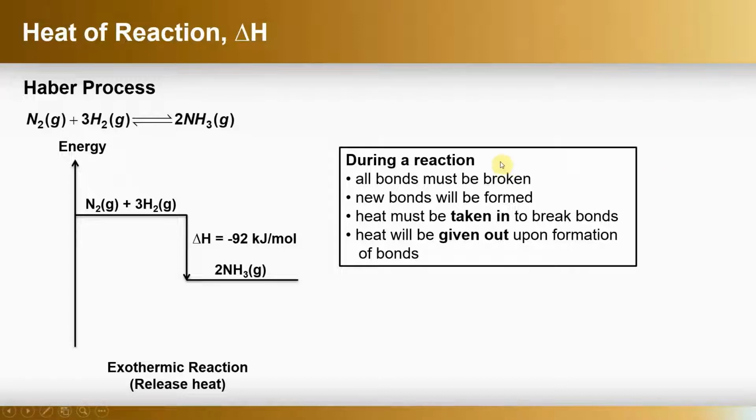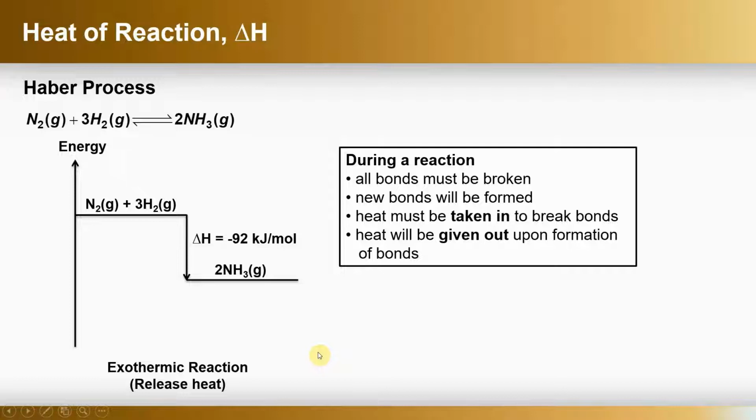During a chemical reaction, all bonds must be broken, and this process requires heat to be absorbed, which is endothermic, and new bonds will be formed. Heat is released, which is exothermic. So it's important to know bond breaking is endothermic, bond forming is exothermic, and the net difference will show us whether it is exothermic or endothermic.